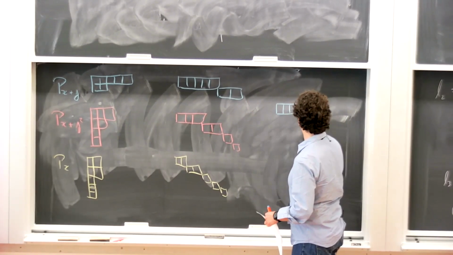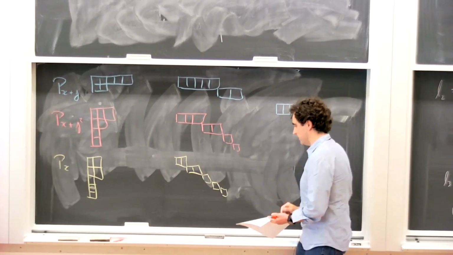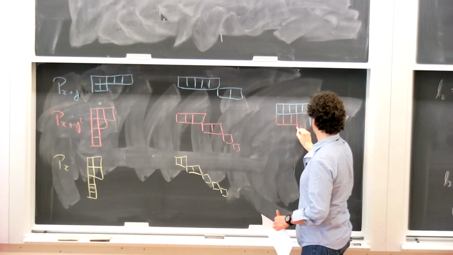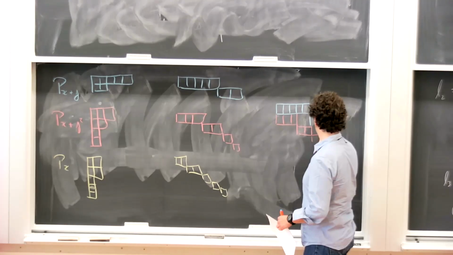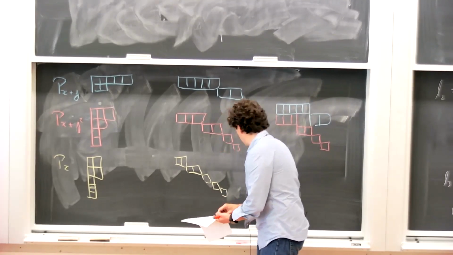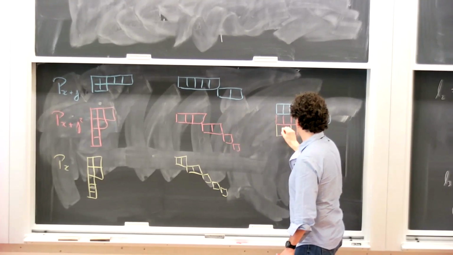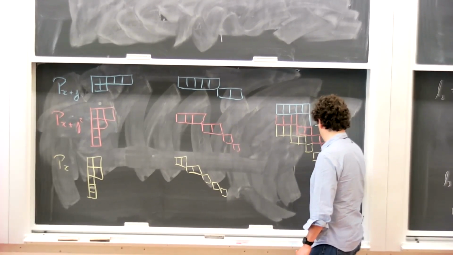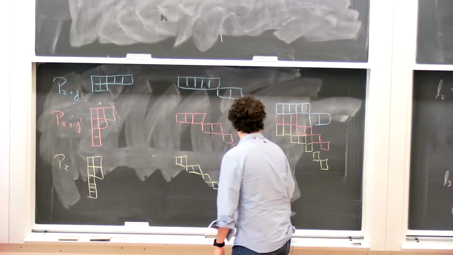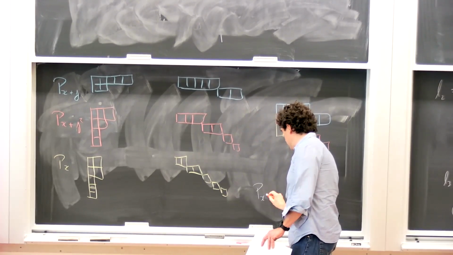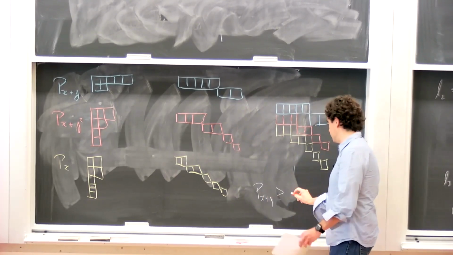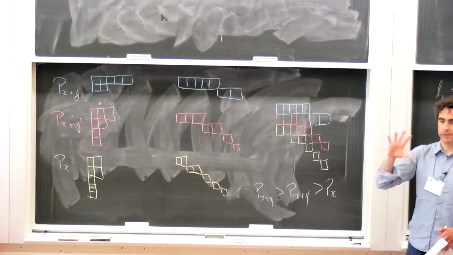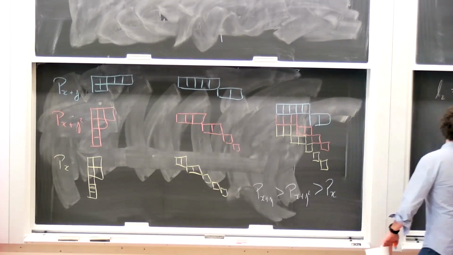So 1, 2, 3, 4. So I can put this one here. I can put this one right below it without overlapping any boxes. And I can put this one below the second one, again, without overlapping any boxes. Okay. And what this is saying is that under an order that I'll define just now, P of x plus y dominates P of (x plus y) squared, and this dominates P of x. It's just a visual way of looking at what I'm going to write down here.